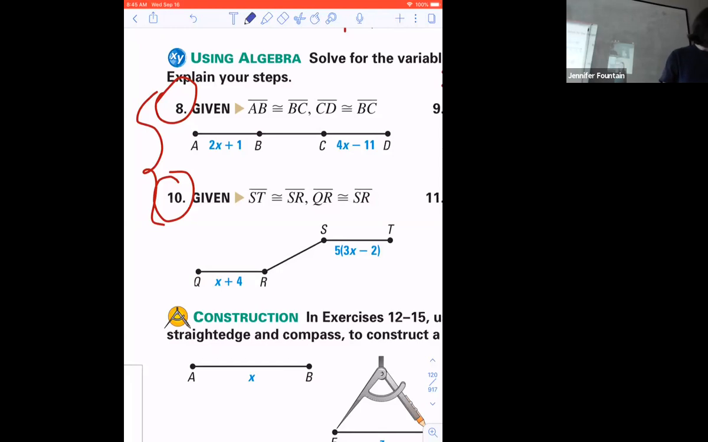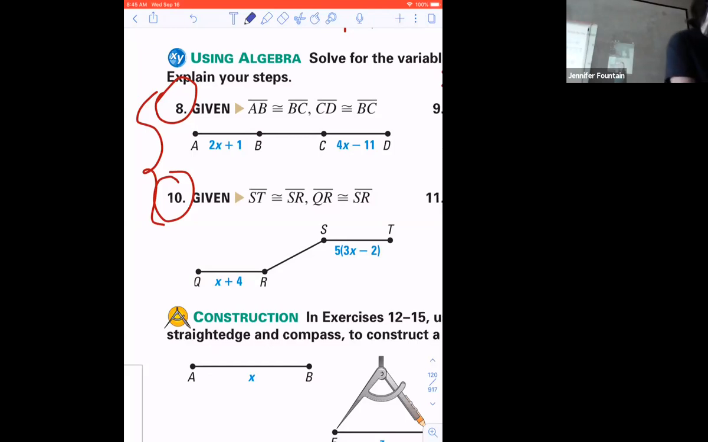Yeah, I did it completely wrong. I just added the 2x to the 4x and added the 1 to the negative 11. So I got 6x plus negative 11. Okay, yeah. Remember, when we're trying to solve for x, we want to isolate x on one side and the constants on the other, and then solve for x. Yeah, I see what I did.